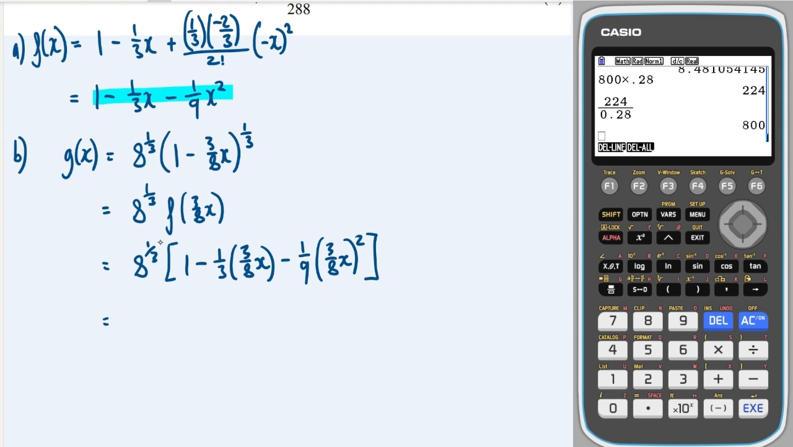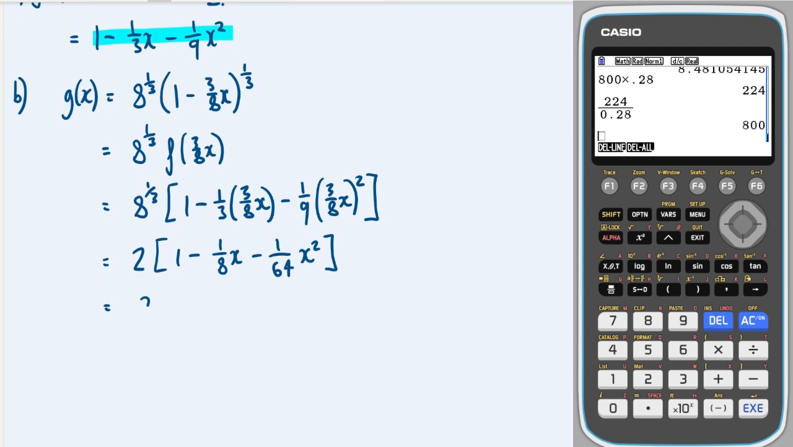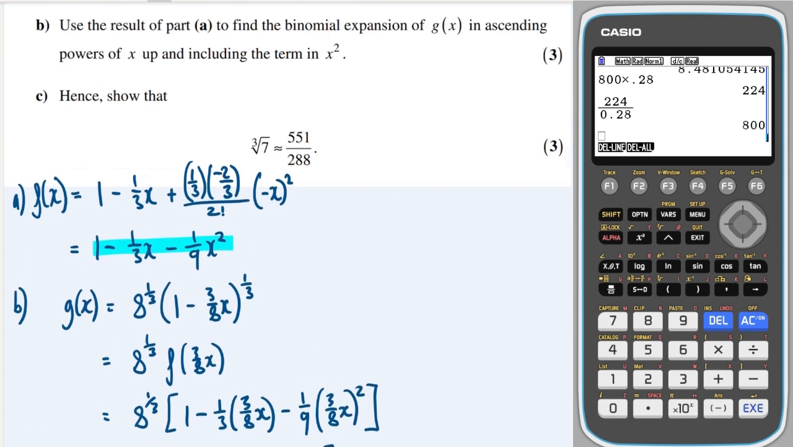Okay, so 8 to the power of 1/3 is 2. And we're going to get 1 minus, the 3's will cancel there, so that's 1/8 x. And the 3 squared is going to cancel with the 9, so we're going to have 8 squared on bottom, which is 1/64 x squared. Going to multiply through by 2, which is going to give me 2 minus 1/4 x minus 1/32 x squared. Perfect. Right, on to part C.